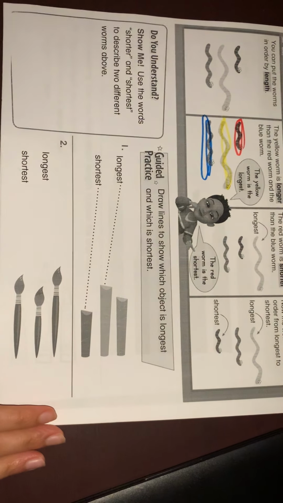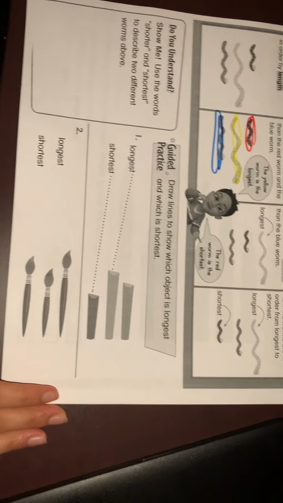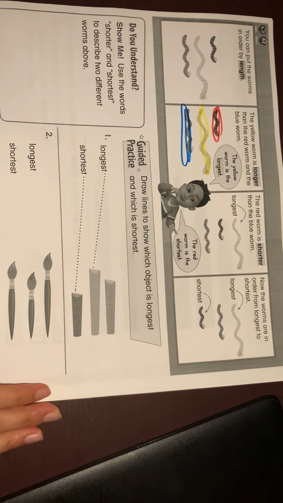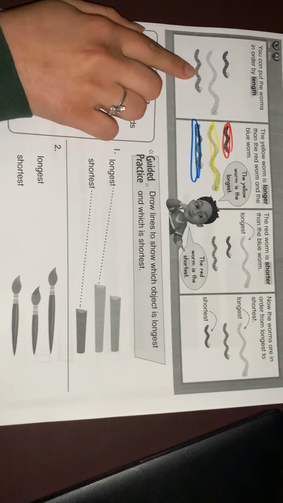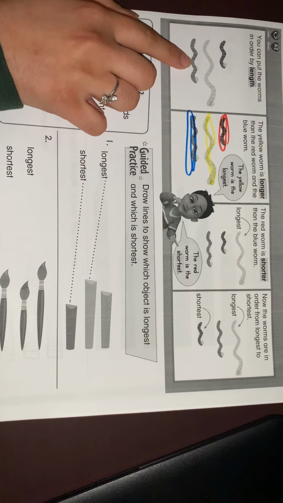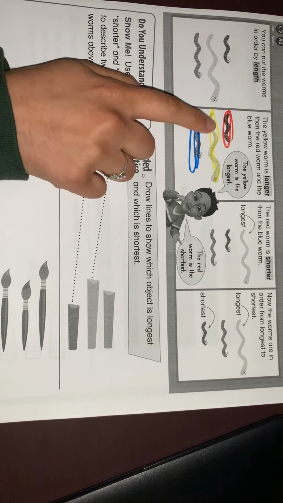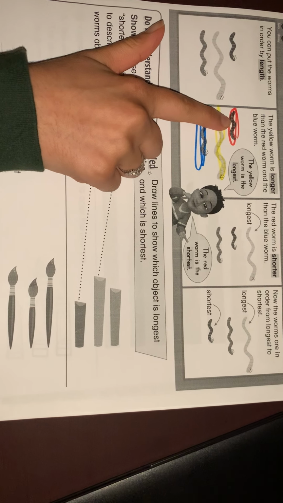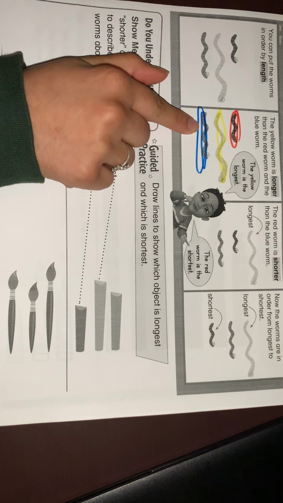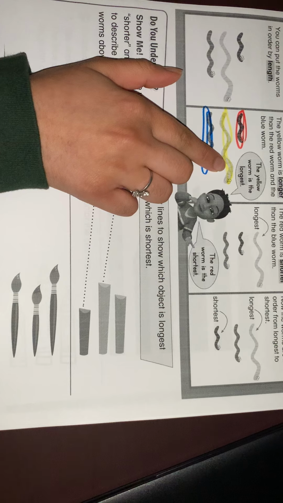Okay, so this is lesson 12.1. We're going to compare lengths and learn how to order them. So over here in the virtual learning video, you got to watch a video where they put the worms in order by length. The yellow worm is longer than the red worm and the blue worm. So when a worm is longer, it's saying that it is bigger.